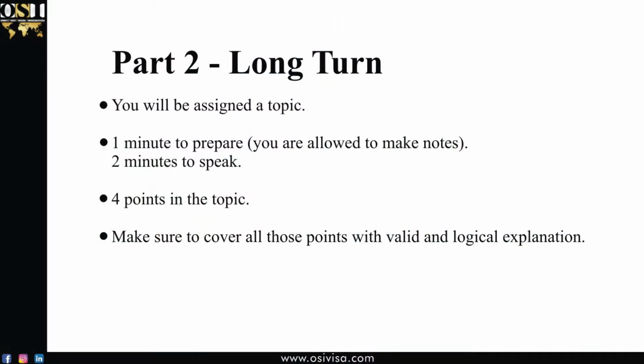I would like to share some basic ideas with you before we proceed to the strategies. As you can see on the screen, Part 2 is known as the long turn in your speaking test. In this, you will be assigned a topic. You will be given 1 minute to prepare, and then 2 minutes to speak on that topic. The topic will always have 4 bullet points which will help you decide what to include in your speech. You have to include all of those points in your speech.